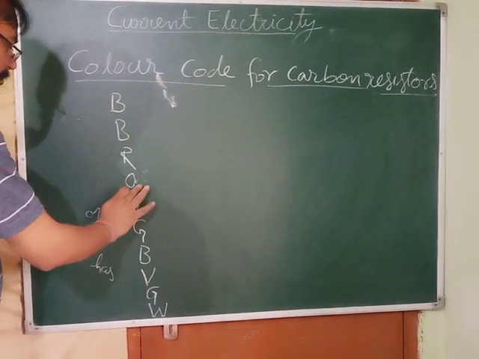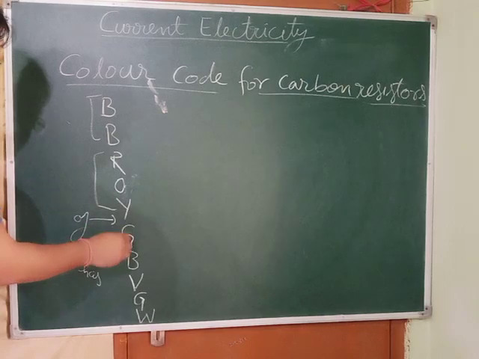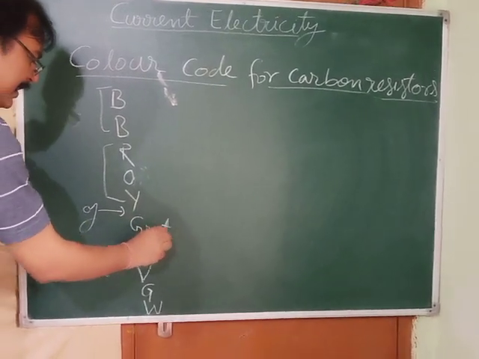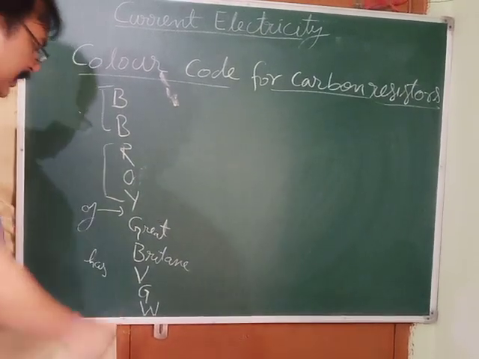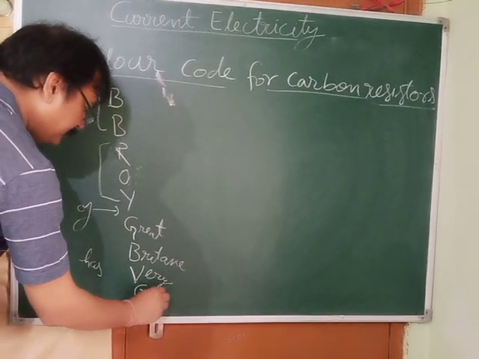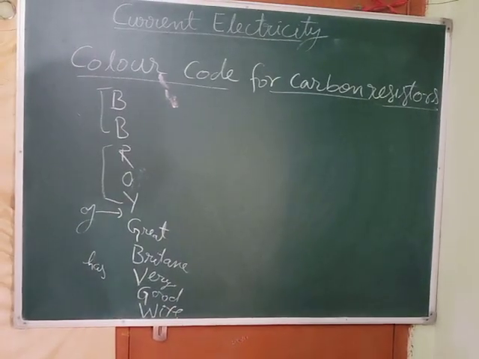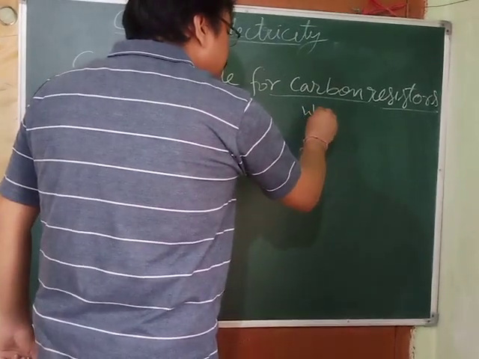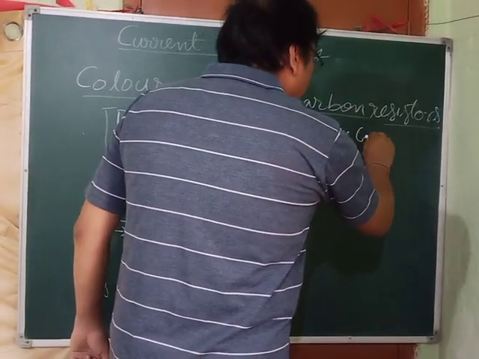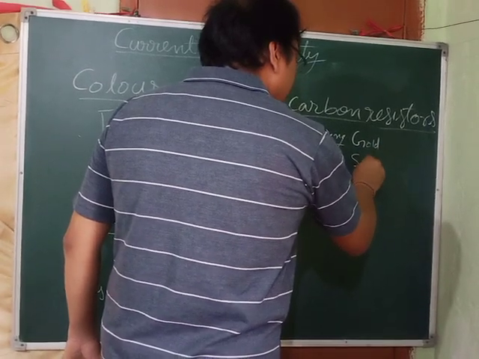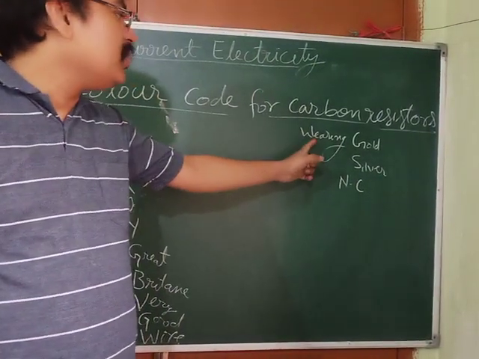B. Roy, ROI, Roy, then of is there, then Great, Britain, Britain has very good wife, then wearing gold, silver, no color, necklace, NC. Wearing gold, silver, necklace.